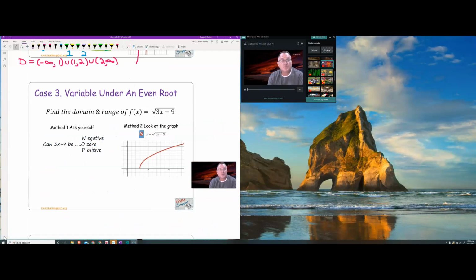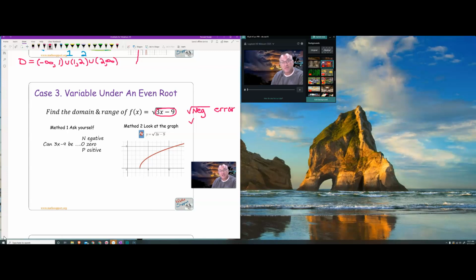All right, our next special case is when you have an expression that is under an even root, like a square root or fourth root. So I have this right here. It's an expression, and it's under a root. Well, we know that you cannot take even roots of negative numbers. If you tried to do that on your calculator, you'd get an error message.